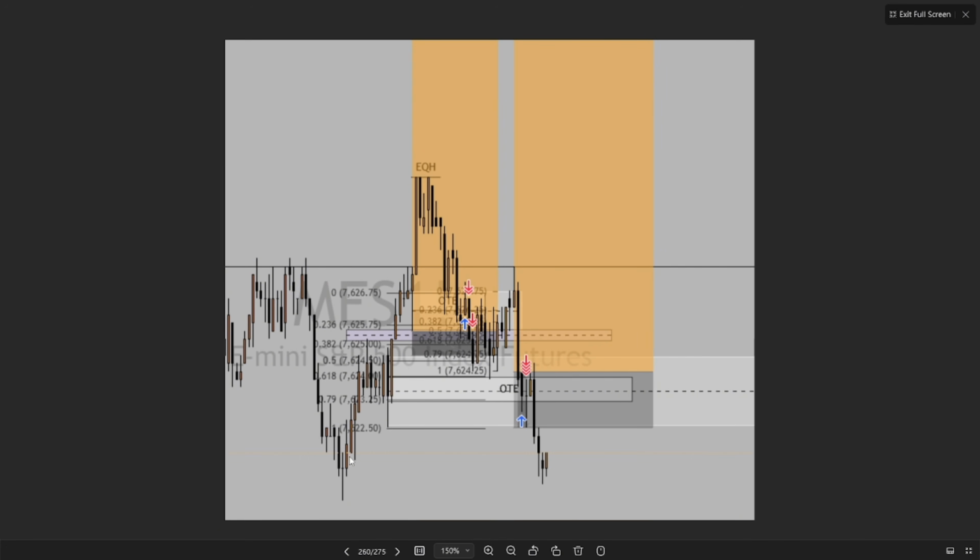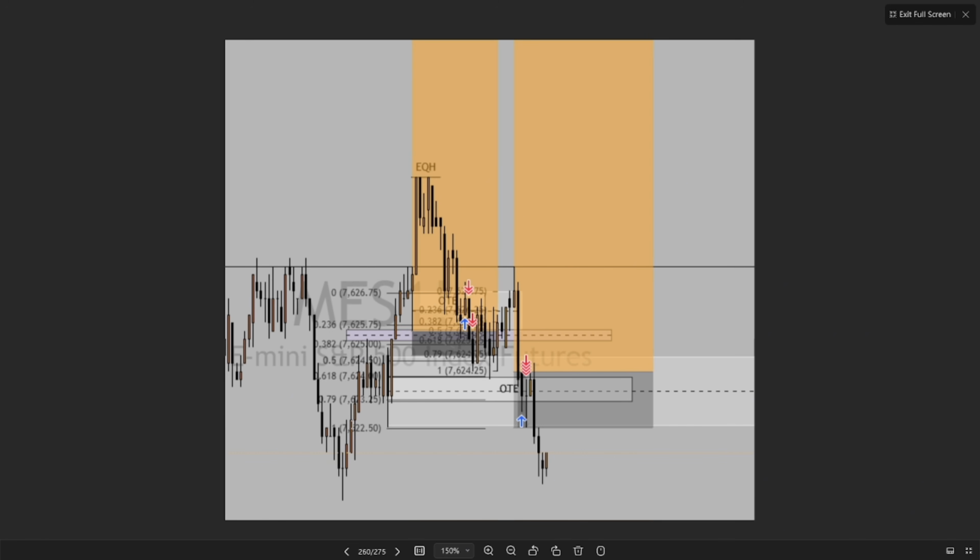Like, I don't know how to explain it. Nothing's rejecting from here. This is just a normal wick. This was a sweep of liquidity, and this is why it's a good rejection block to take. This one is not a good one to take because it's just randomly in the middle of the move.